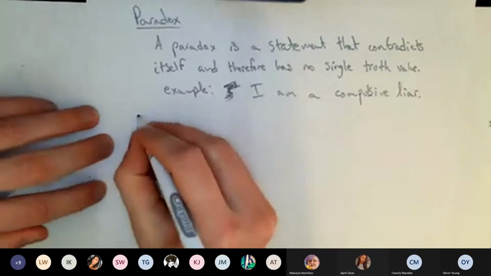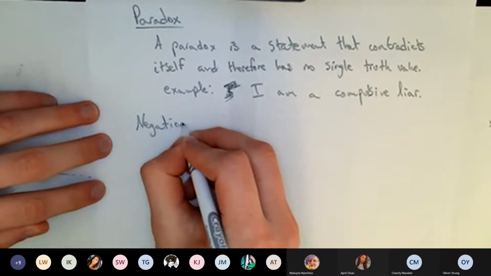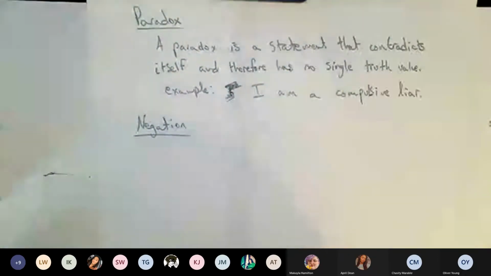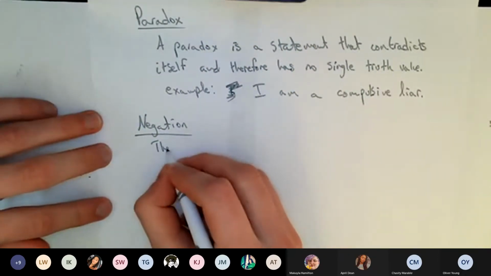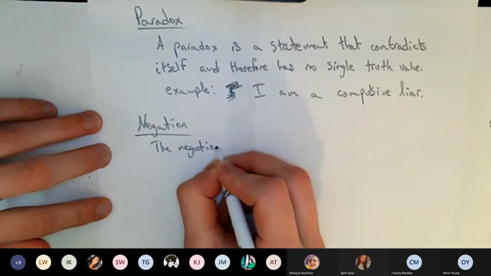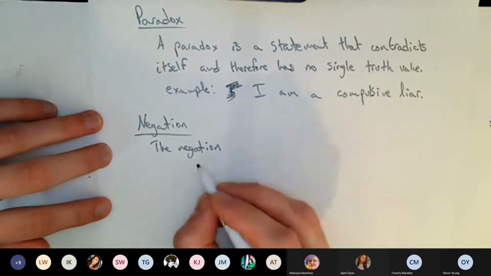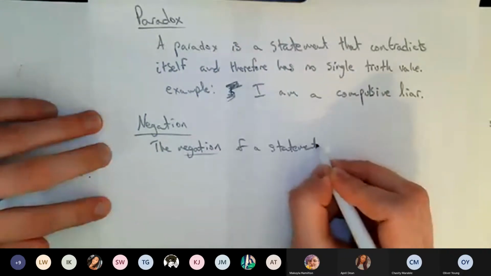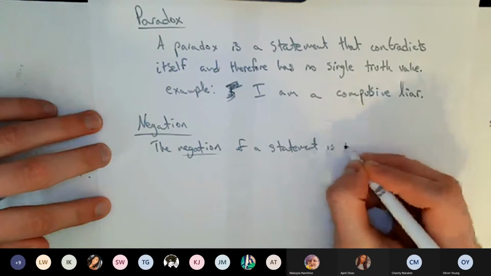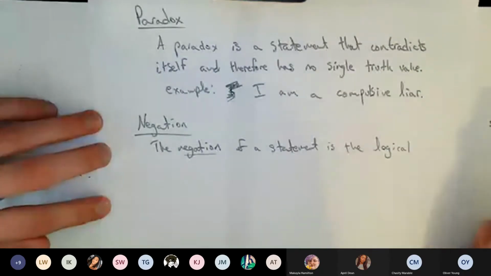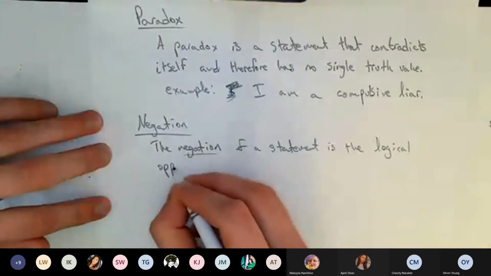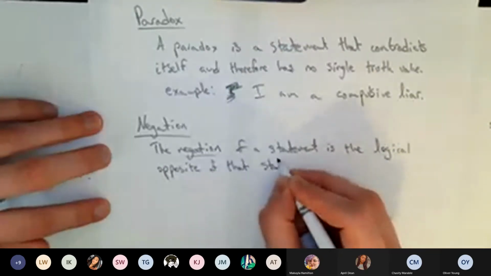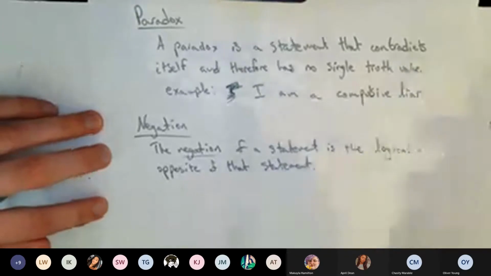Let's move on to the next definition, get it out of the way, and we will practice using this one because some of these can be weird. A negation is like the opposite of a statement. But we say the negation, we don't want to just say opposite because opposite means like 50 different things in math, right? So the negation of a statement is the logical opposite of that statement.